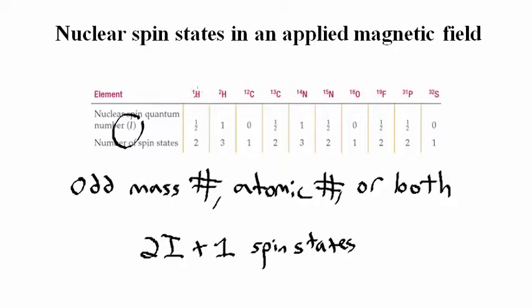Now if we look at H1 here, we see that the nuclear spin quantum number is 1/2, and therefore it has 2 allowed spin states. Note, for example, that C12, O16, and S32 here on the chart have spin quantum numbers of 0 and therefore only 1 allowed nuclear spin state. And these nuclei are inactive in NMR spectroscopy.